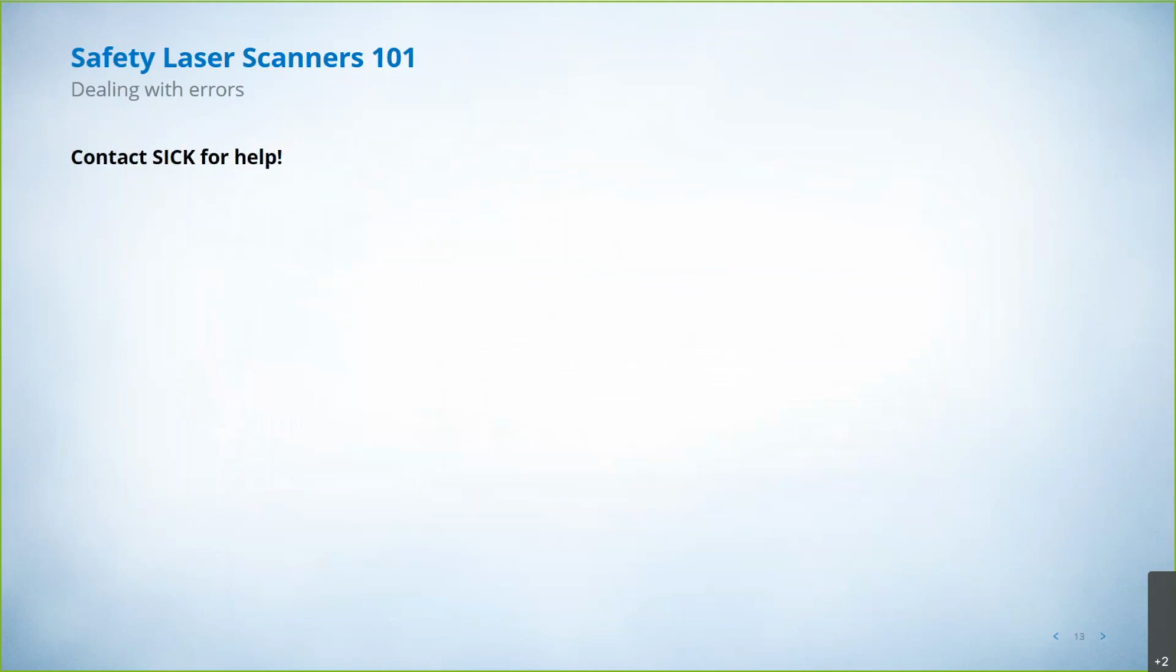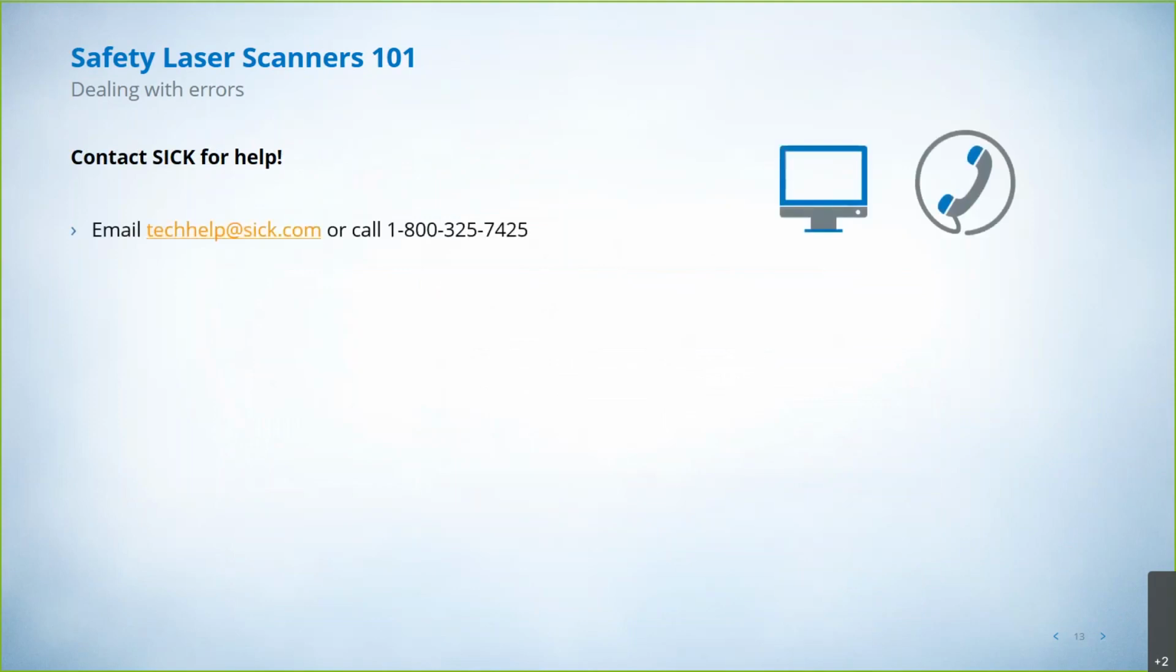And so as I just mentioned, one option then is also to contact SICK for help. You can email our techhelp@sick.com. That gets you to our Tier 1 technical support, or you can call our main office at 1-800-325-7425, and then I believe there's a prompt that will get you to the tech help group.